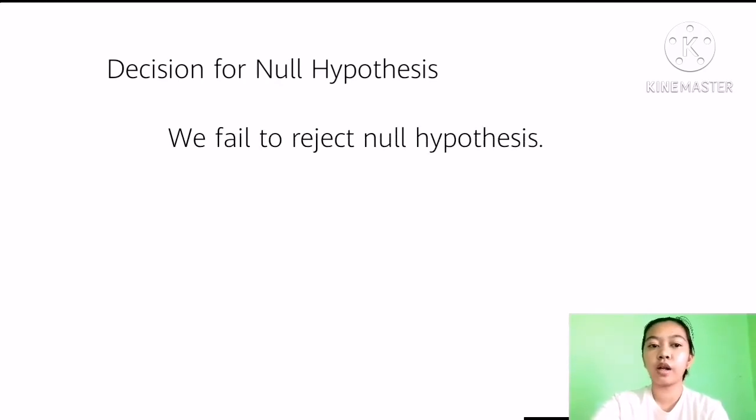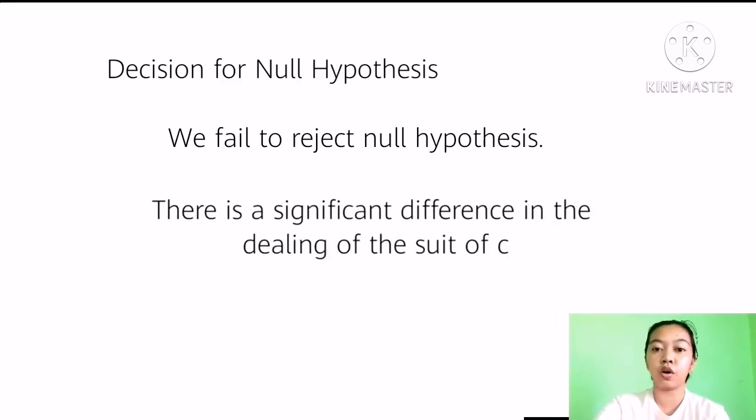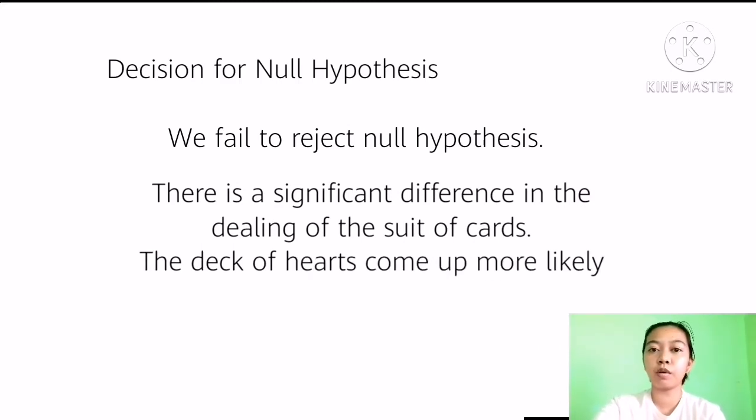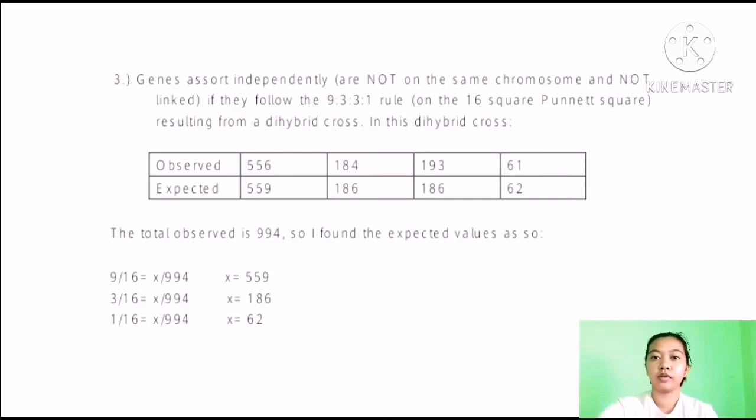Since the chi-square value is lower than the critical value, there is a significant difference in the dealing of the suit of cards, and the hearts come up more likely than the spades, diamonds, and clubs. We now have our last example for computing the chi-square.